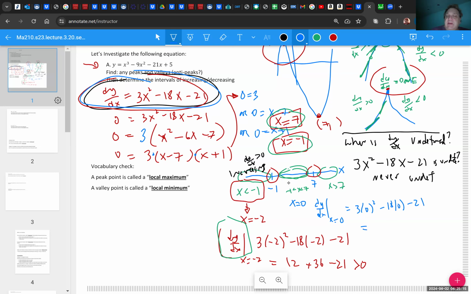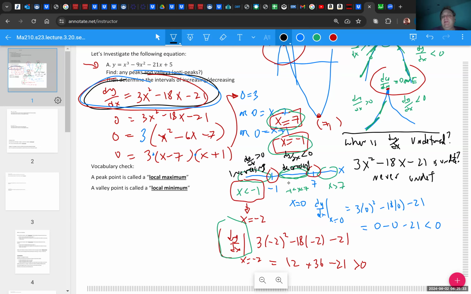And what does that give us? That gives us 0 minus 0 minus 21, which is negative. It's negative 21, but again, I just want to know what's positive or negative. So over here, we know that the derivative is negative. dy/dx is less than 0, so we call this decreasing.